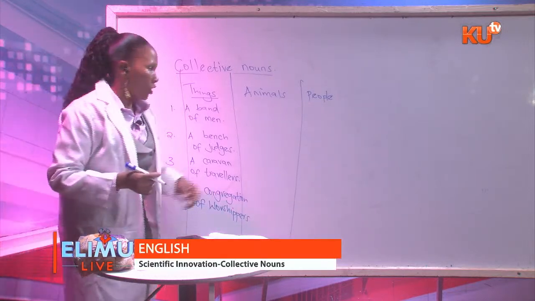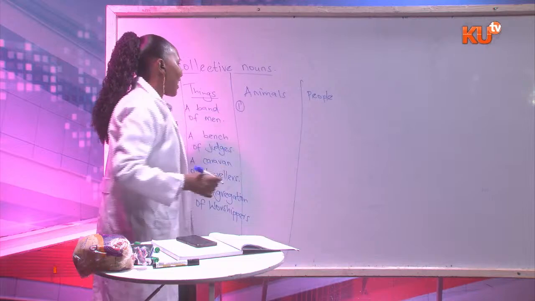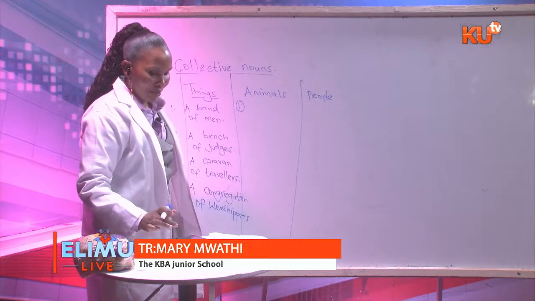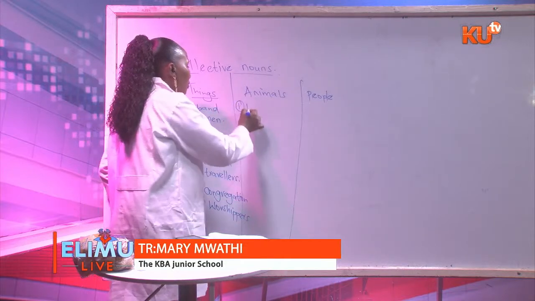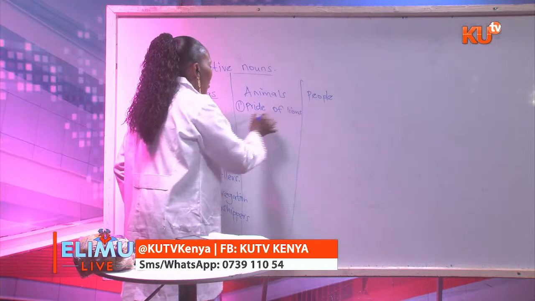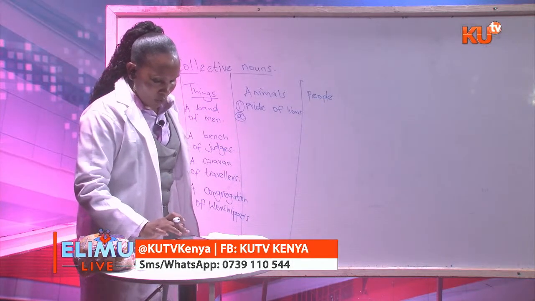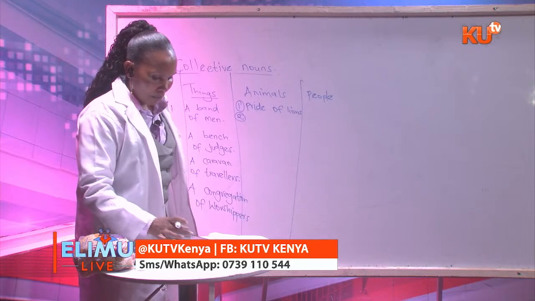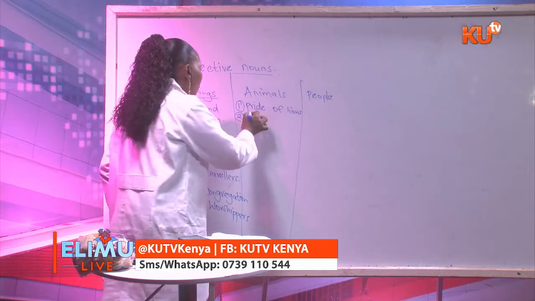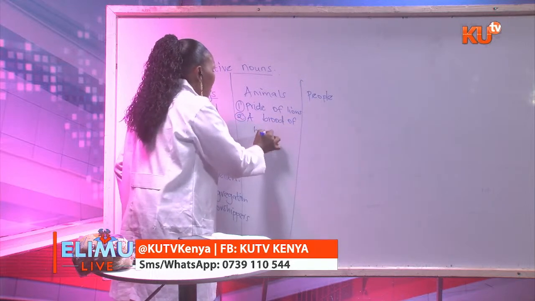We go now to animals. Let us get as many collective nouns as we can. Number one, we have a pride of lions. Number two, we can say, as we had said, a brood of hens.